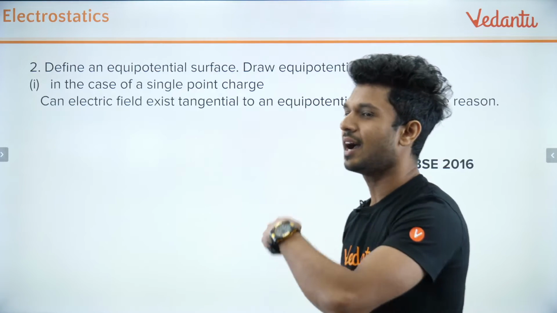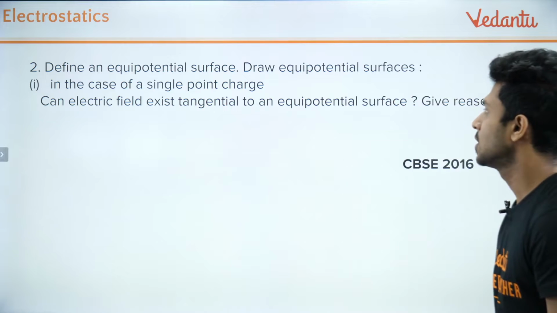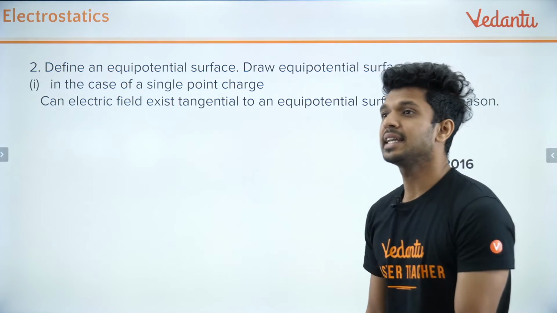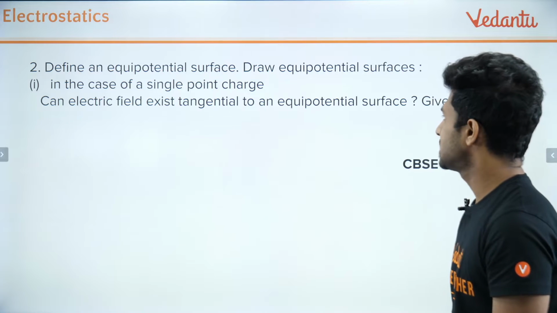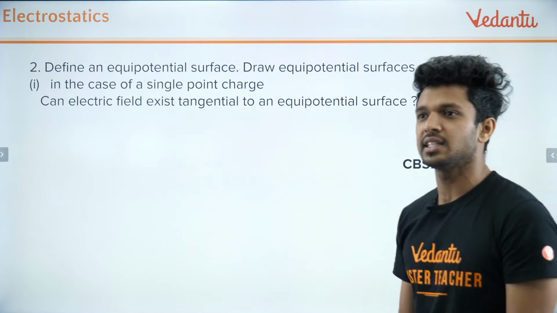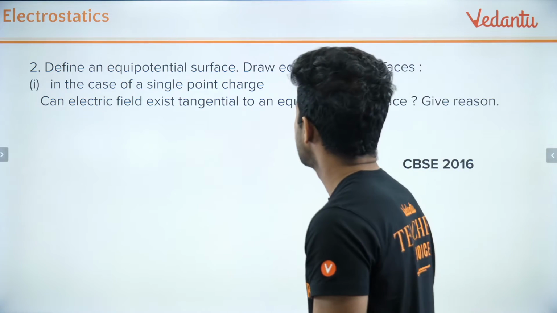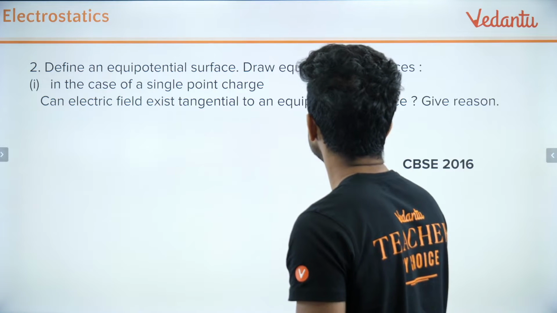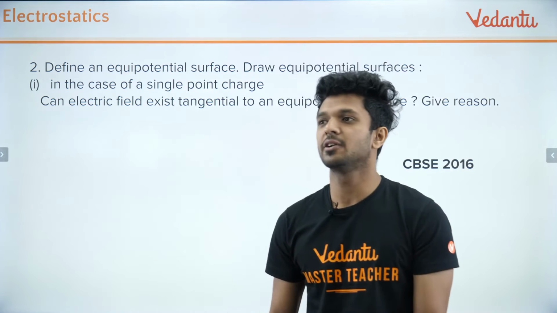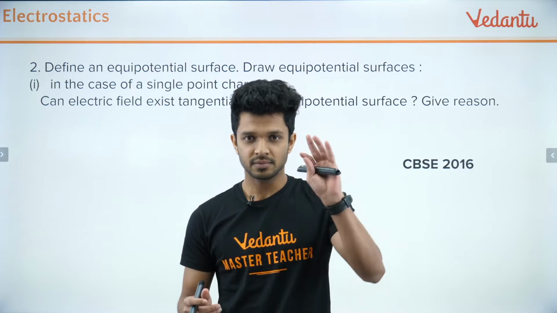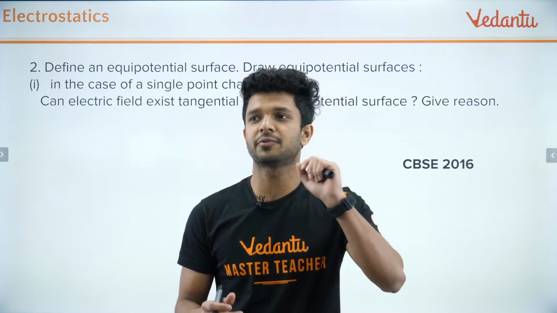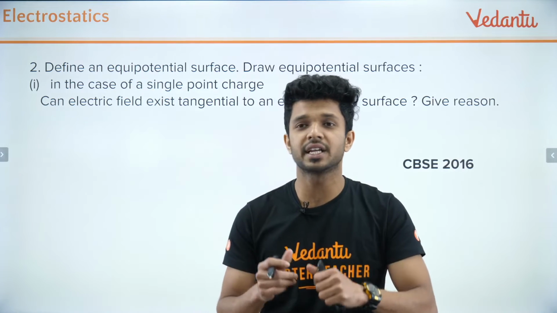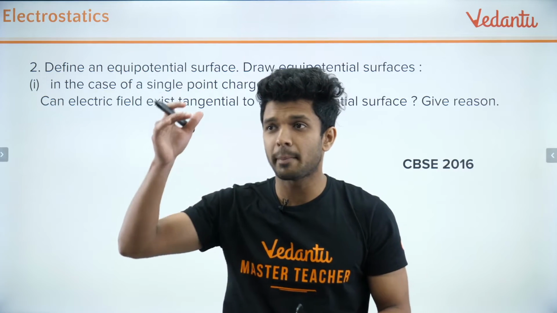So we have the first question in front of you. What does it say? Define an equipotential surface, then draw equipotential surfaces in the case of a single point charge. The second question: can electric field exist tangential to an equipotential surface? Give reason. Three questions we have. So the first question is equipotential surface. What is this equipotential surface? We'll try to cover the maximum points.